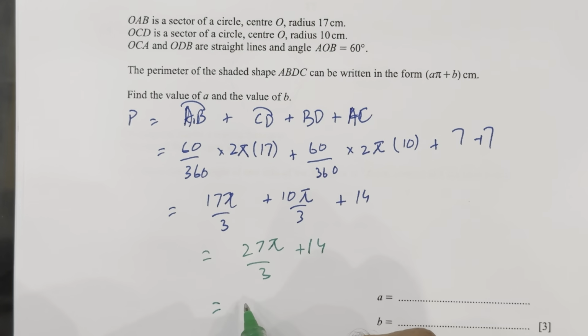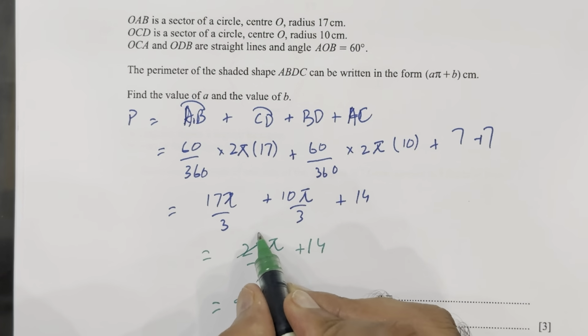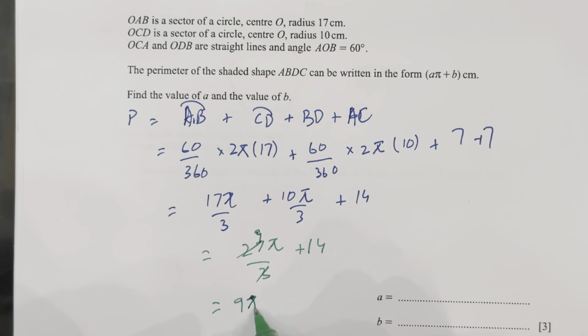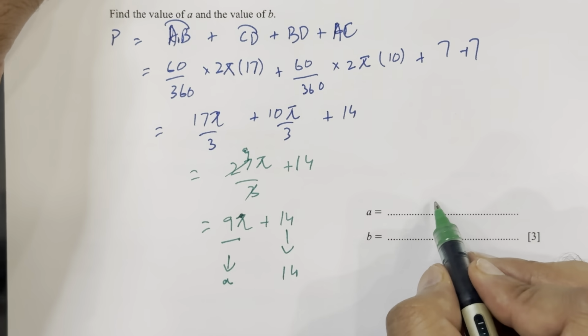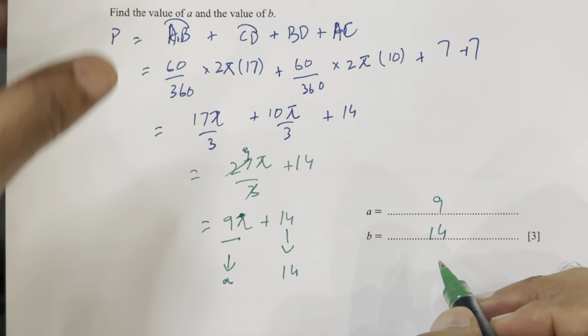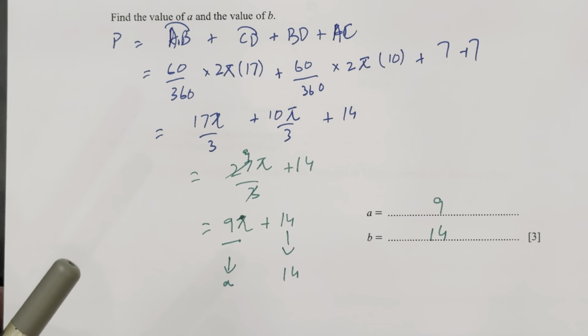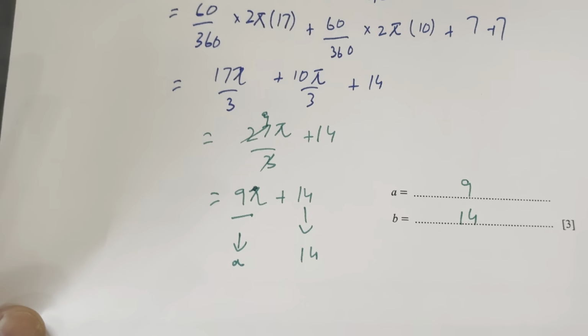The answer would be 9 pi plus 14, because the 3 cancels with the 27 pi. So the value of A is 9, and the value of B is 14. So this is how you get the value of A and B.